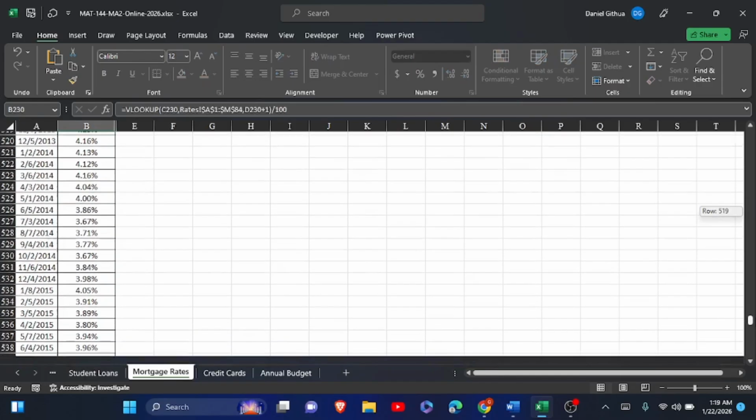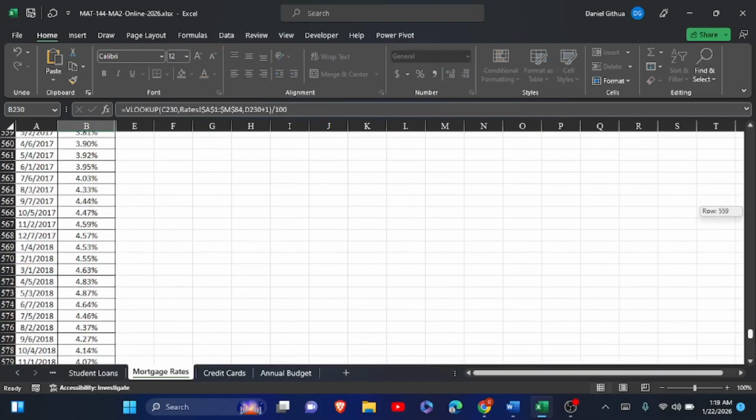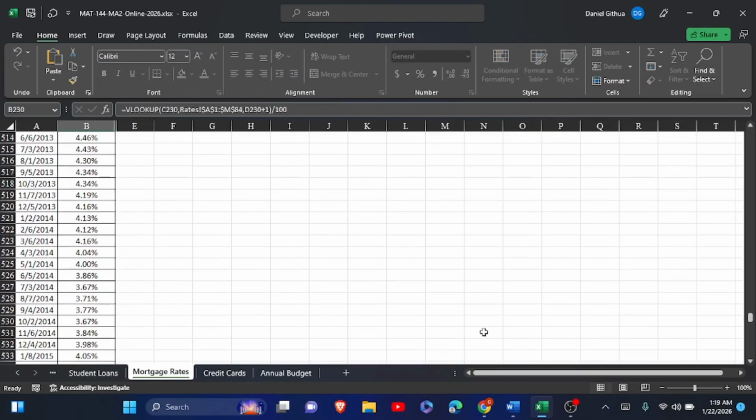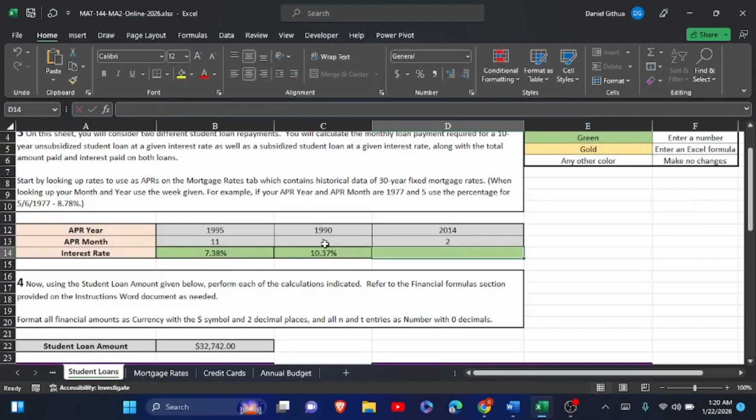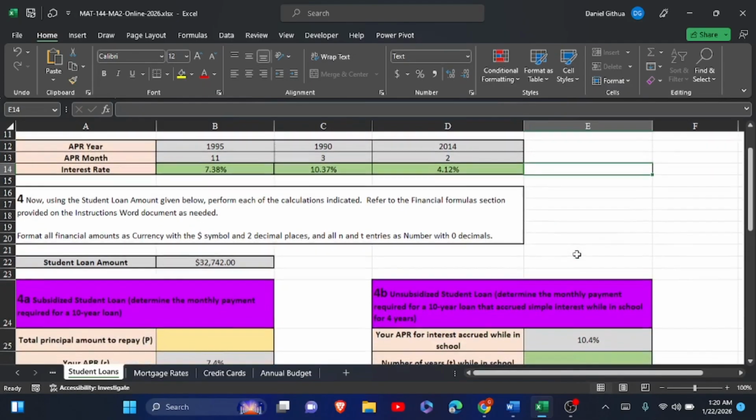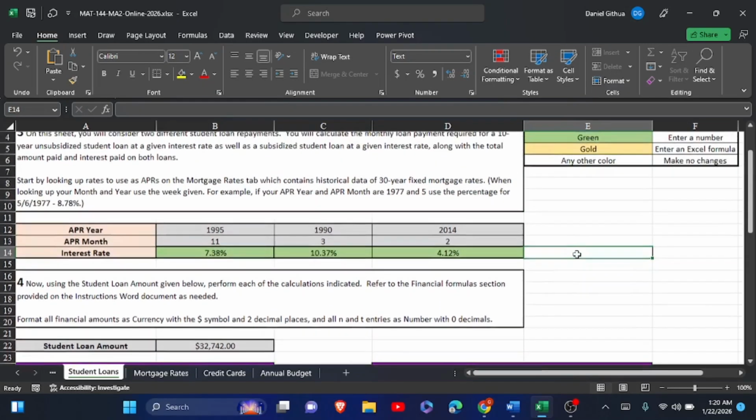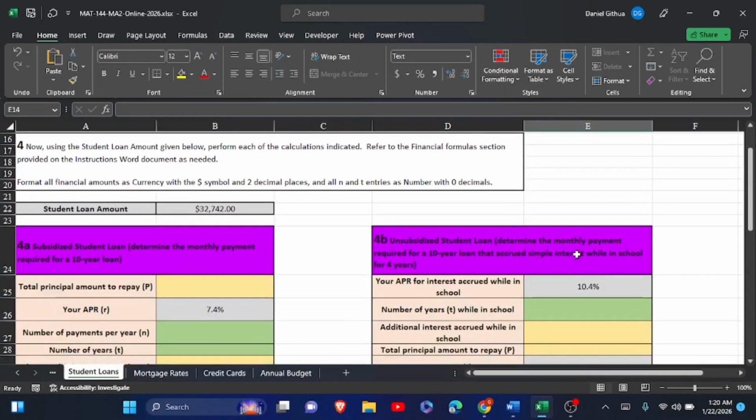So scroll down for 2014 month 2, and it's here, month 2, 2014, so it will be 4.12%. And that is it for the first part. Now we're going to part 4. Part 4 is saying we find the total principal amount to repay, P.